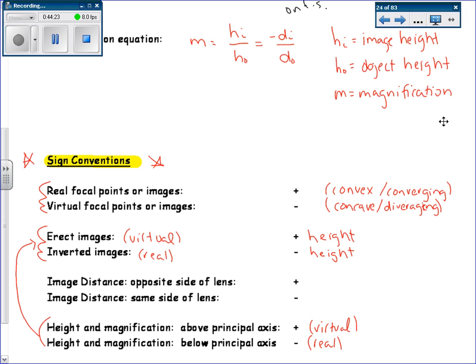But like I said, these are the ones that we're usually using, and it's usually the focal point one that we really have to pay attention to. Okay, so now just a few examples to use the formula.